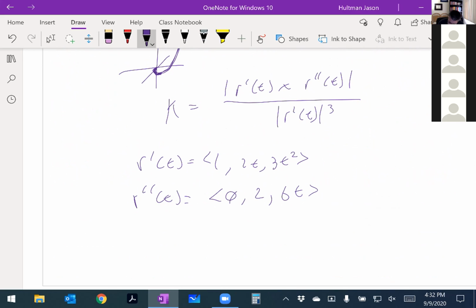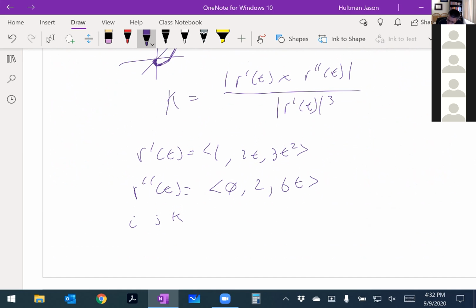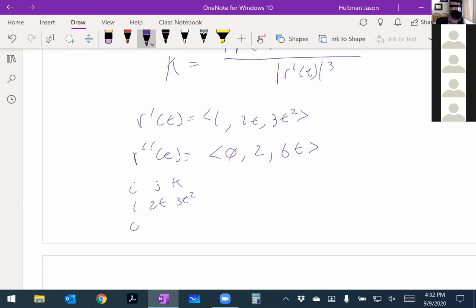So let's cross product these guys. So we're going to go i, j, k. We want to cross product r prime and r double prime, so we're going to put the r prime first. So that's 1, 2t, 3t squared. The r double prime goes 0, 2, and 6t.